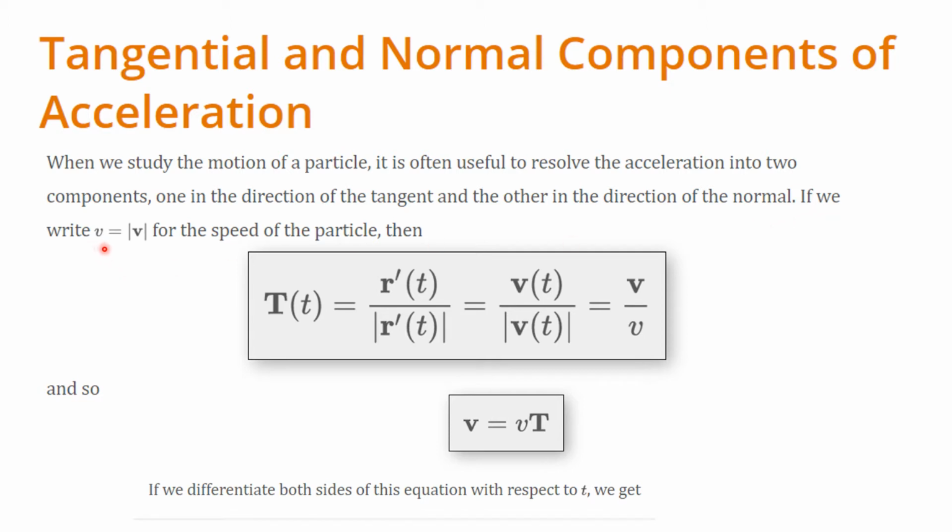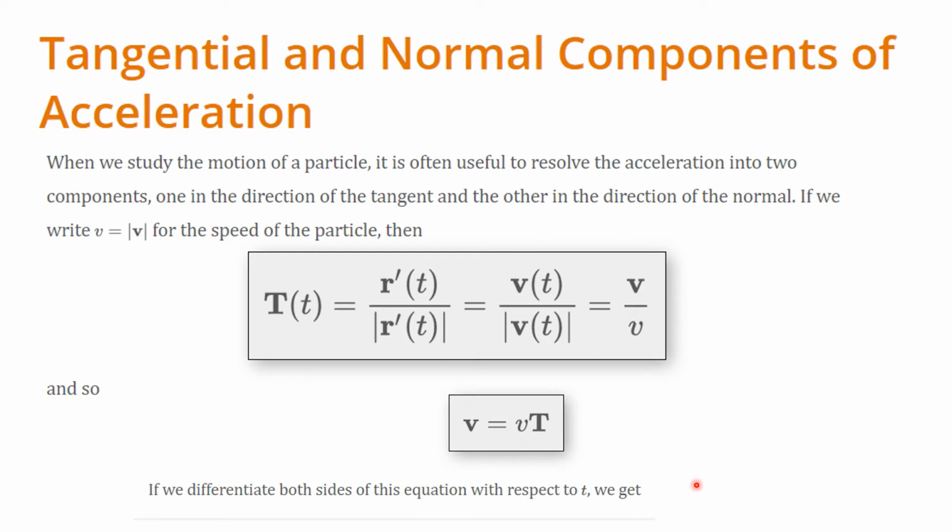If we write v equal to the magnitude of the vector v, the speed, then we know the unit tangent vector T of t is r prime of t over the magnitude of r prime of t. And that's going to be v of t over the magnitude of v of t, which is this v here, and that's the vector. So it's 1 over v times the vector v. If I multiply both sides of this equation by this v, which is a scalar, I get that v, the vector, is equal to the scalar function v times T.